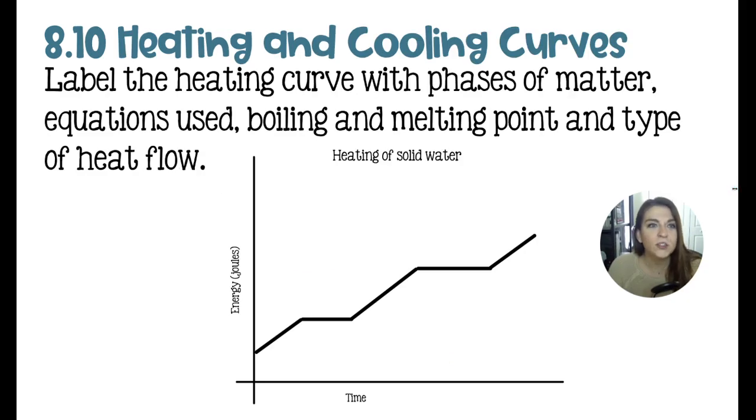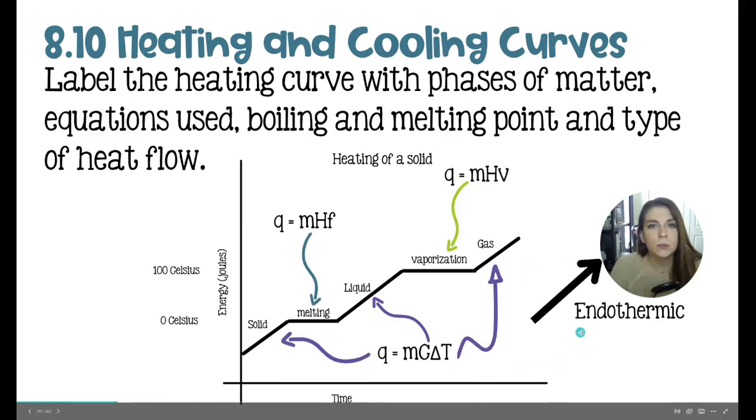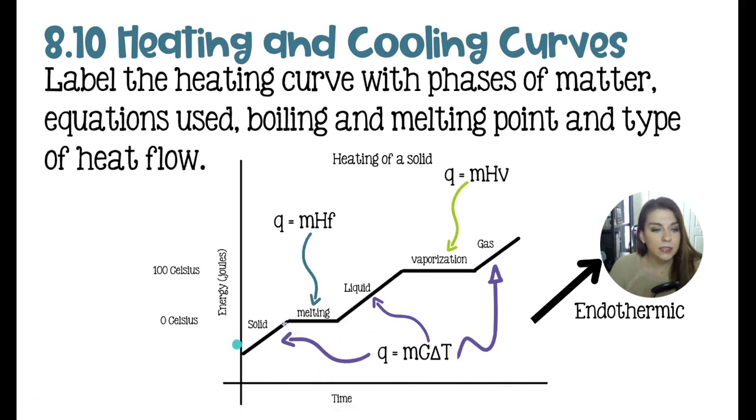The next question is on heating and cooling curves. So you are asked to label this heating curve with the phases of matter, equation used, boiling point, melting point, and type of heat flow. On a heating curve, we are adding energy to the system, so this system would be endothermic, traveling up the graph in this direction. The slanted parts of the graph represent your phases of matter.